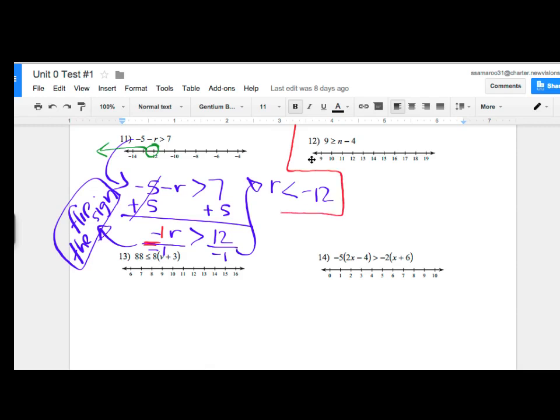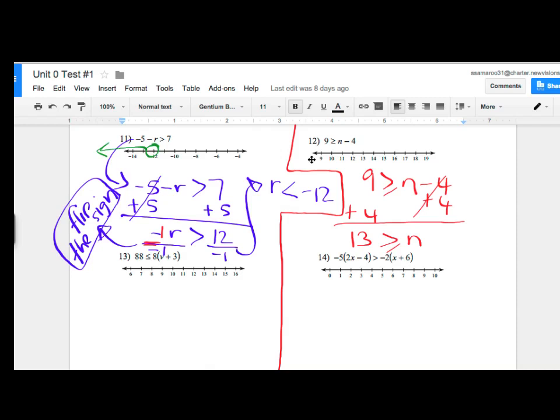So just break some space here. Number 12, I am going to 9 is greater than n minus 4. So add 4 on both sides, just like we would in a regular equation. This cancels. 9 plus 4 is 13. And remember when I say graphing this, we read it from the variable. So I'm going to start at n. N is less than or equal to 13.